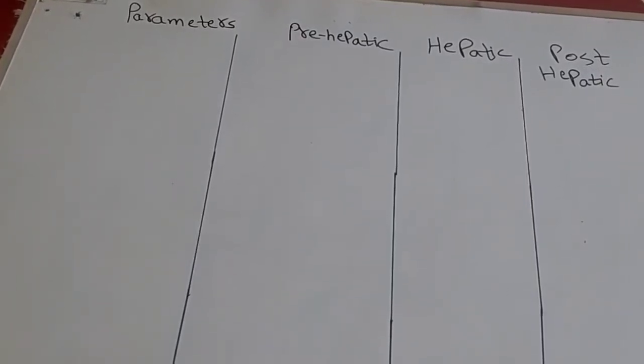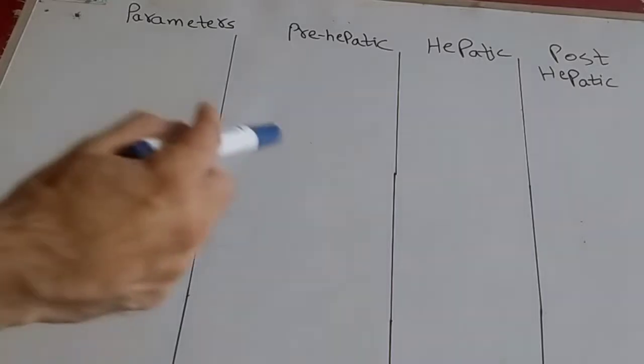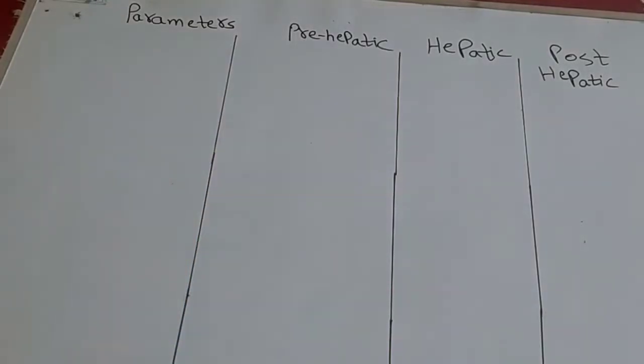Today I will be demonstrating the three types of jaundice, which are pre-hepatic, hepatic and post-hepatic jaundice, and also discussing the parameters in these three situations. First of all, I will fill in this table and then I will explain it.